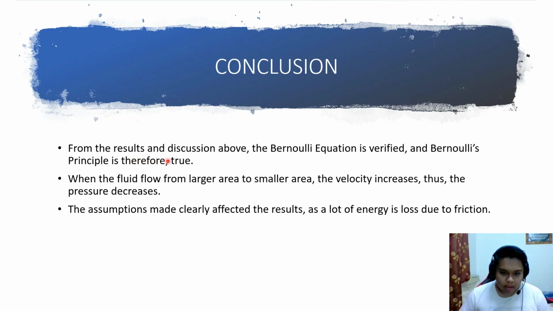Conclusion: from the results and discussion above, the Bernoulli equation is verified, which is true, and Bernoulli's principle is therefore true. When the fluid flows from a larger area to a smaller area, the velocity increases, thus the pressure decreases. The assumptions made clearly affected the result as a lot of energy is lost due to friction.